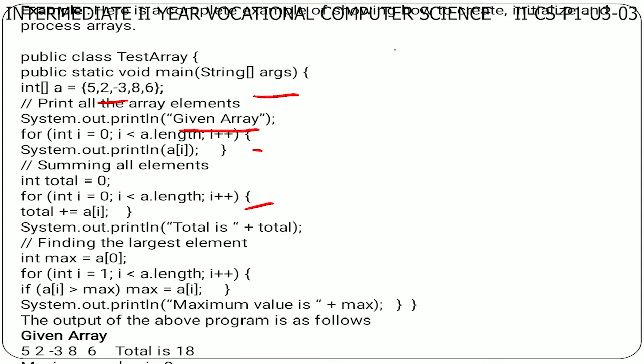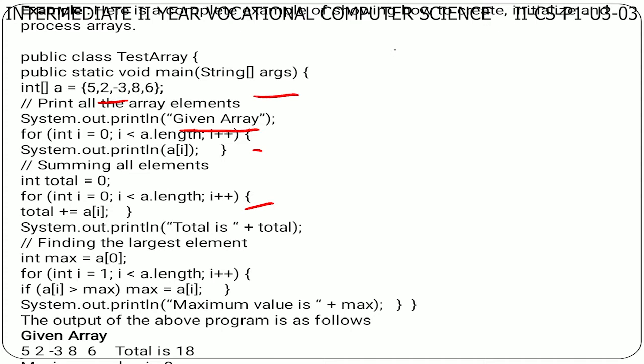So what happens here? First total is 0. So total = total + a[i], so 0 plus a[i]. i is 0, so a[0] is 5. In the place of a[0], we are storing 5. So total becomes 0 plus 5. So total equals 5.